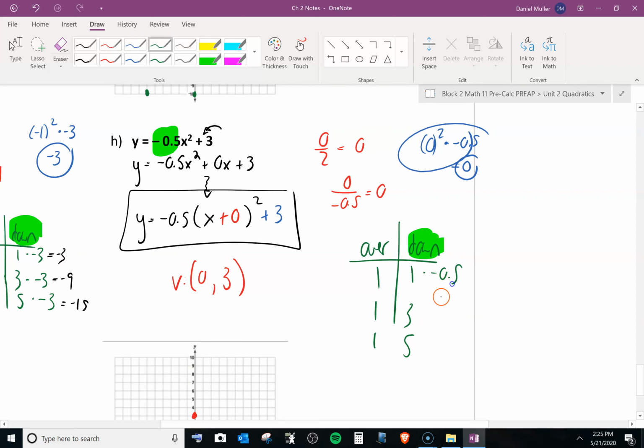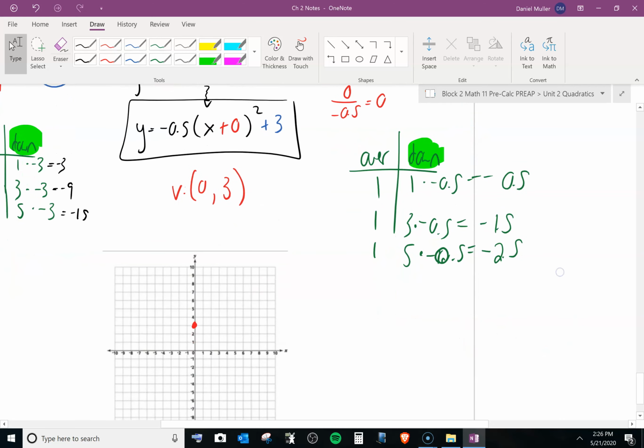Times that by negative 0.5. This might seem odd. I like to start the harder one here. 5 times a half, or a half of 5, is going to be negative, because they're all negative here. But half of 5 is 2.5. A half of 3 is 1.5. A half of 1 is 0.5. So it's negative 0.5, negative 1.5, negative 2.5, negative 3.5, negative 4.5 if you continue down.